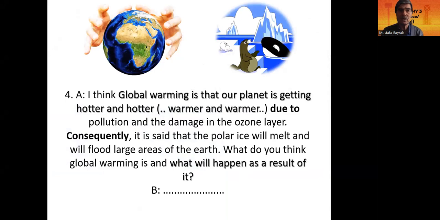4, I think global warming is that. Yes, what is global warming? Global warming is that our planet is getting hotter and hotter due to pollution and the damage in the ozone layer. Okay. Consequently, as a result, it is said that the polar ice will melt and will flood large areas of the earth. What do you think global warming is, and what will happen as a result of it?